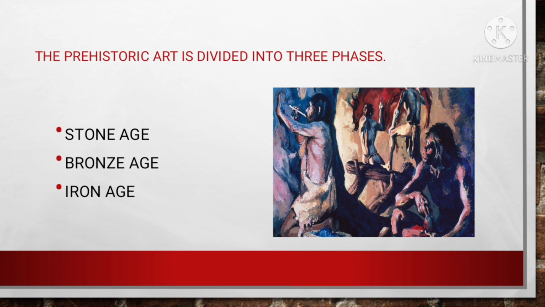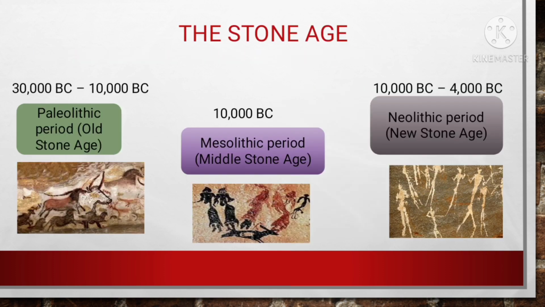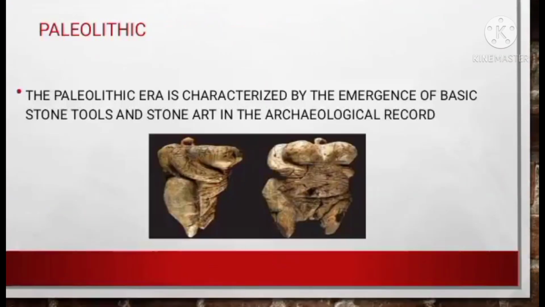Prehistoric art is divided into three phases: Stone Age, Bronze Age, and Iron Age. The Stone Age is the first of the three-age system of archaeology, which divides into three distinct periods: Paleolithic Period, Mesolithic Period, and Neolithic Period. Paleolithic Period. The Paleolithic Era is characterized by the emergence of basic stone tools and stone art in the archaeological record. It is also called the Old Stone Age.